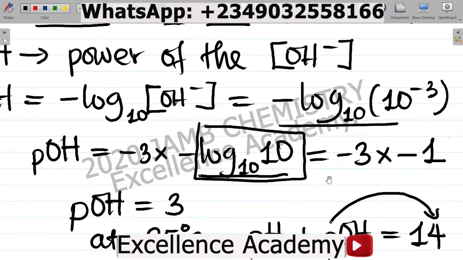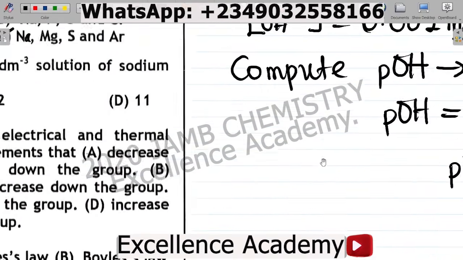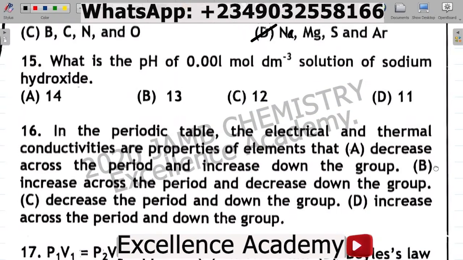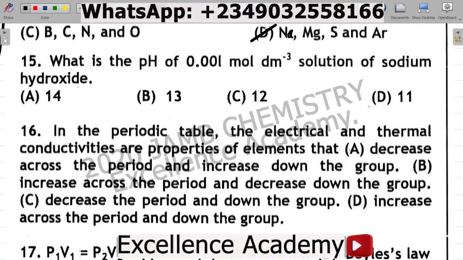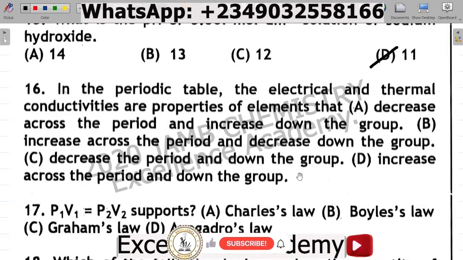Basically, these are the steps involved. The pH is 11. So let's see which option gives us 11. Back to this question, option D is the correct answer. That is 11. All right, next up, question number 16.